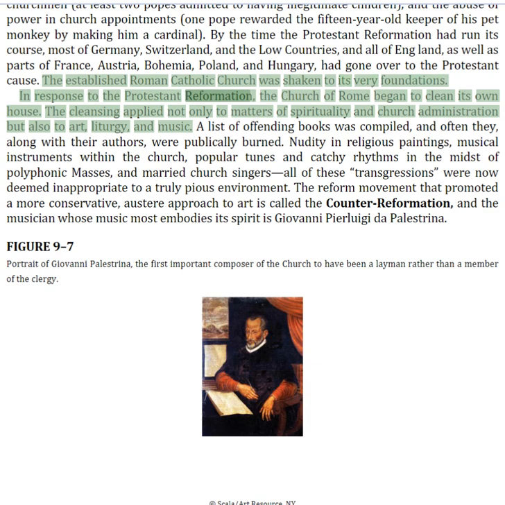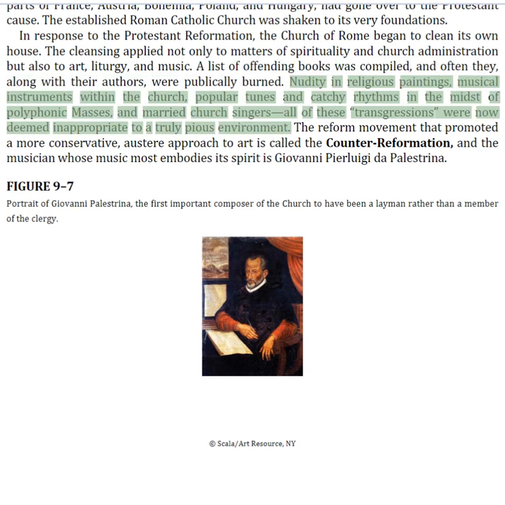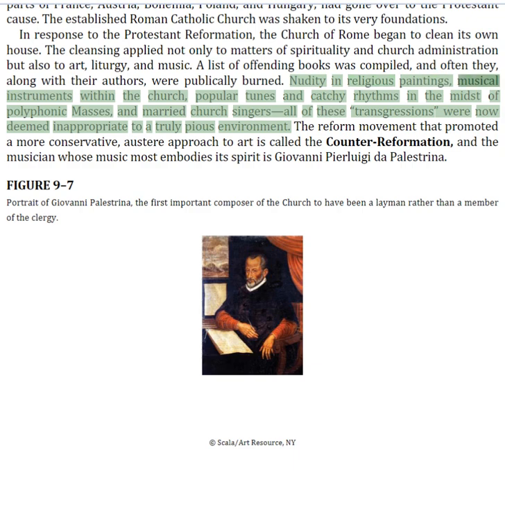In response to the Protestant Reformation, the Church of Rome began to clean its own house. The cleansing applied not only to matters of spirituality and church administration but also to art, liturgy, and music. A list of offending books was compiled, and often they, along with their authors, were publicly burned. Nudity in religious paintings, musical instruments within the church, popular tunes and catchy rhythms in the midst of polyphonic masses, and married church singers, all of these transgressions were now deemed inappropriate to a truly pious environment.